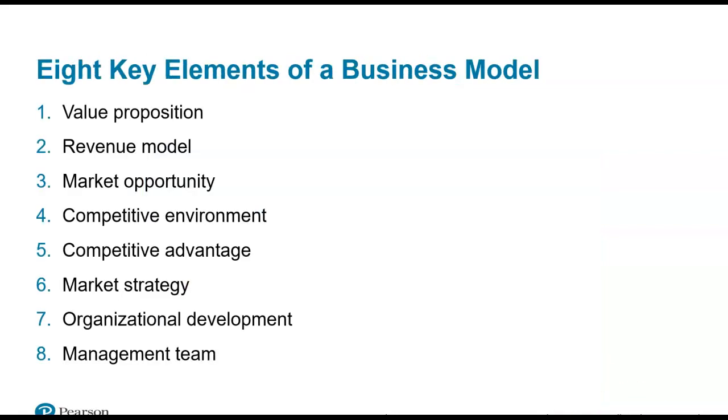So again, we start talking about the 8 key elements. Let's review those. The value proposition. Why should somebody buy from you? The revenue model. How do you make money? The market opportunity. Is there an opening for you to even get in? Is there a need for what you have to sell? The competitive environment. How many people are you up against? The competitive advantage. What do you do better than everybody else? The market strategy. How are you going to let people know about your product or service? The organizational development. What needs to happen in a company to deliver the product or service you want to deliver? And finally, your management team. Who do you need calling the shots?